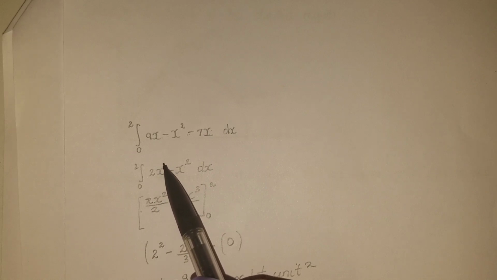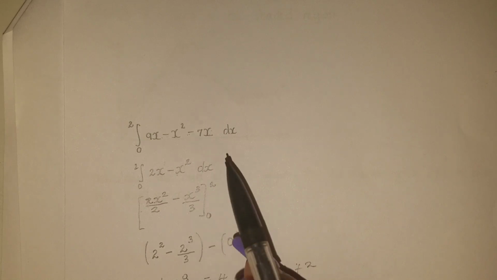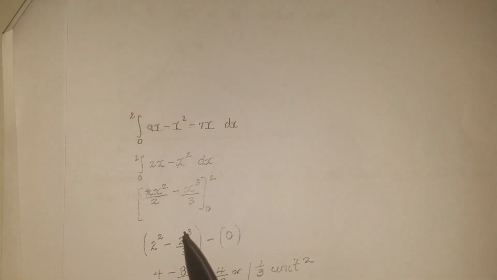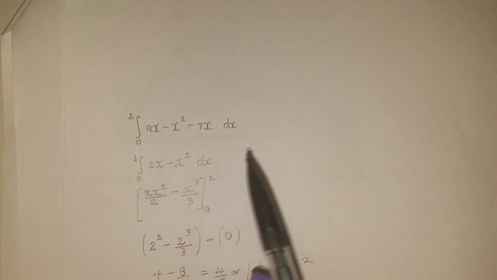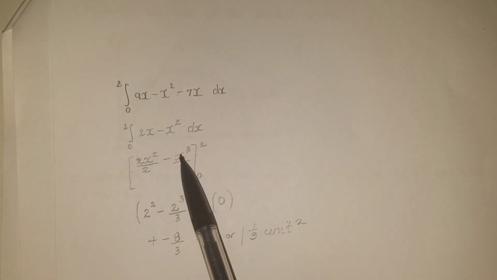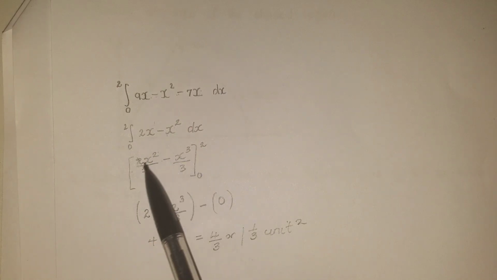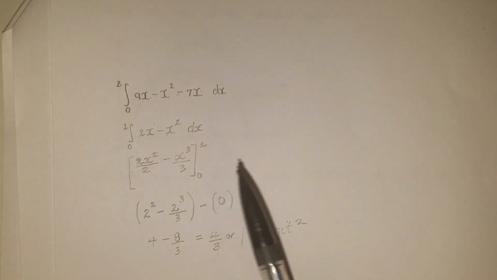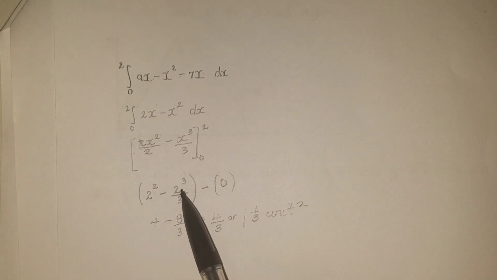Add 1 to this power to get 2 and divide by 2. Add 1 to this power to get 3 and divide by 3. So we are going to plug our upper and lower limit into the function x squared minus x cubed over 3. The upper limit we found to be 2, so we have 2 squared minus 2 cubed over 3, and the lower limit is 0. 0 into any part of this function will yield a 0. So when we work this bracket, we have 4 minus 8 over 3, which works out to 4 over 3, or 1 1/3.